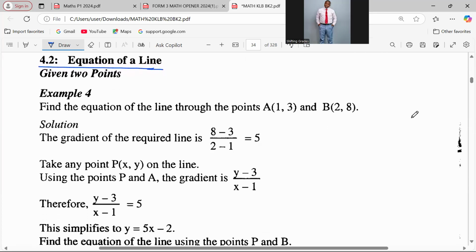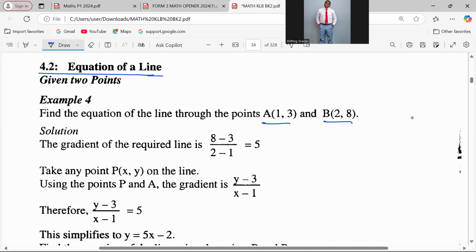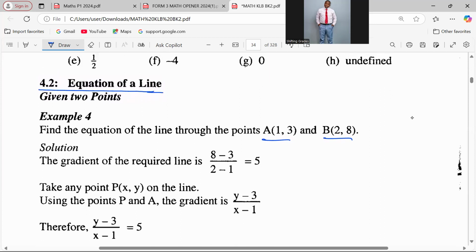When you are given 2 points, you can calculate the equation of a line. And how do you proceed? For example, find the equation of the line through point A, (1, 3), and B, (2, 8). So the first thing you do is to find the gradient. We said the abbreviation of gradient is small letter m.